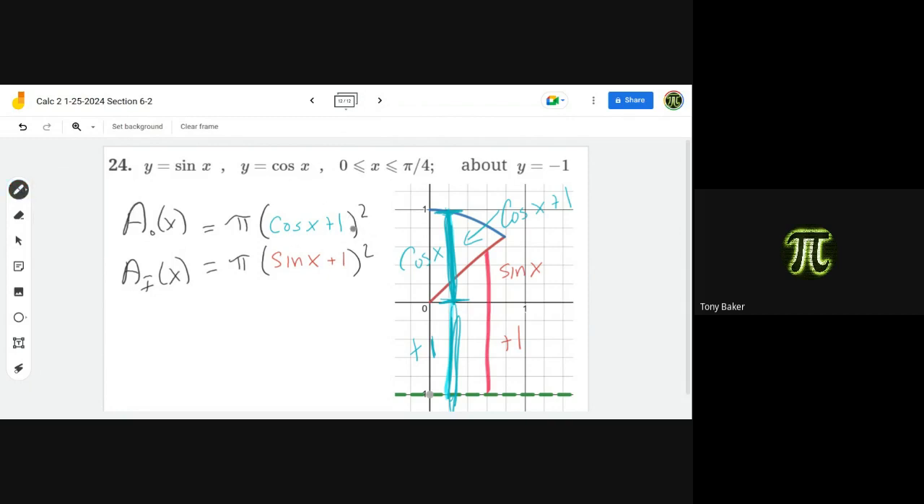So we have to find out cosine x plus 1 squared and sine x plus 1 squared. The pi is just going to come out, so I don't have to worry about that part. So cosine x plus 1 squared is going to be cosine squared x plus 2 cosine x plus 1. And then I have sine squared x plus 2 sine x plus 1.